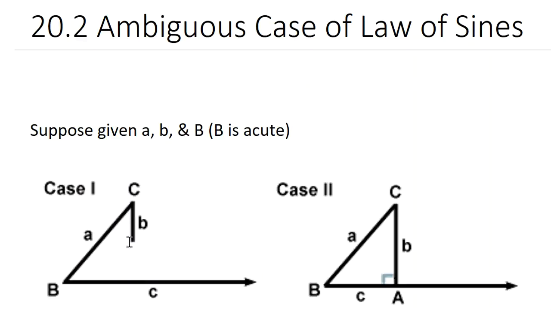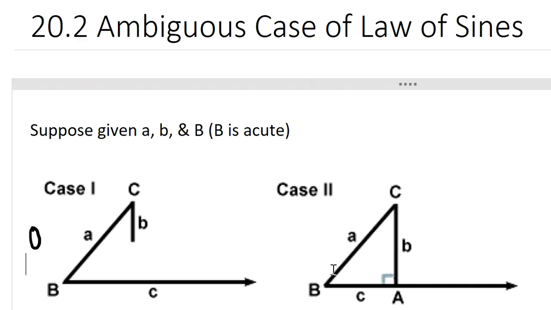The first occurs when side B is not long enough. It's too short, so it actually doesn't form a triangle. So in this case, it would result in 0 possibilities of a triangle.